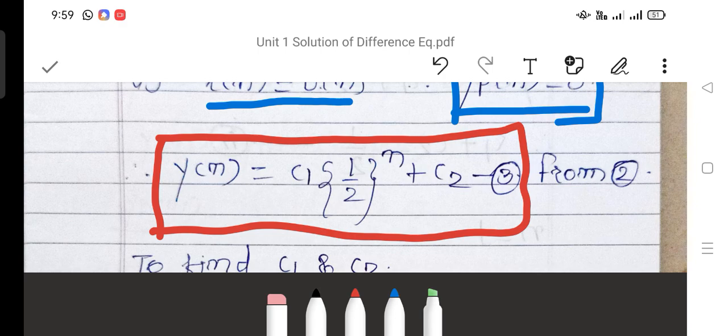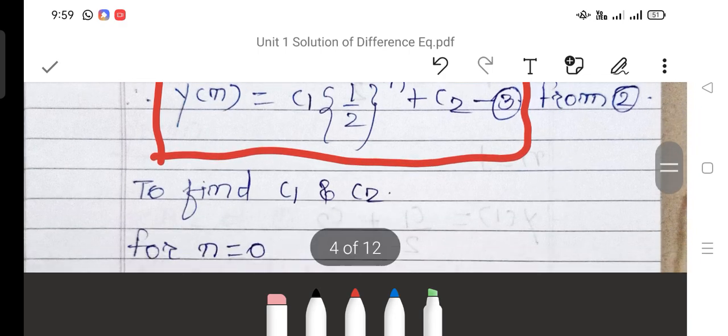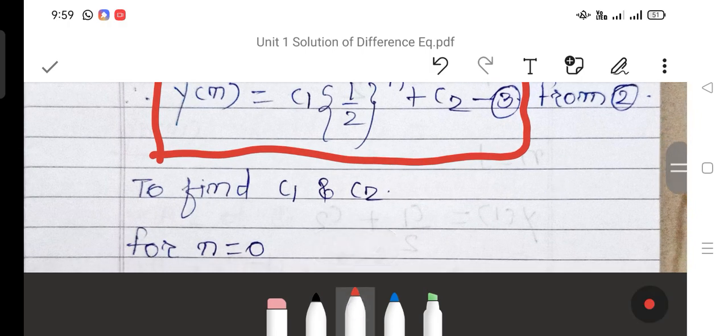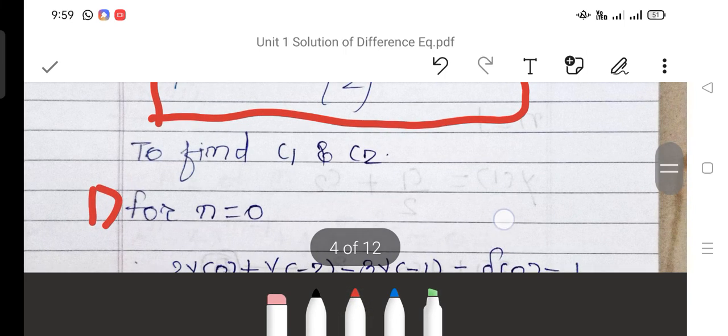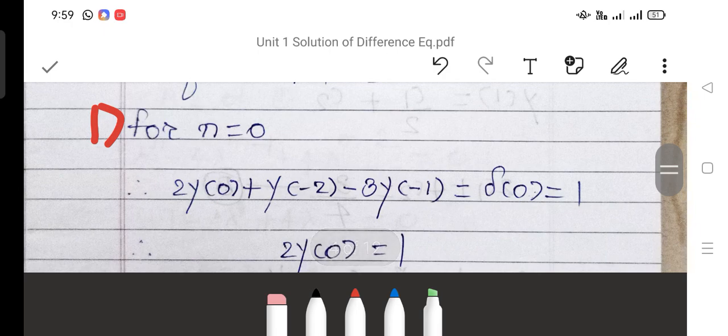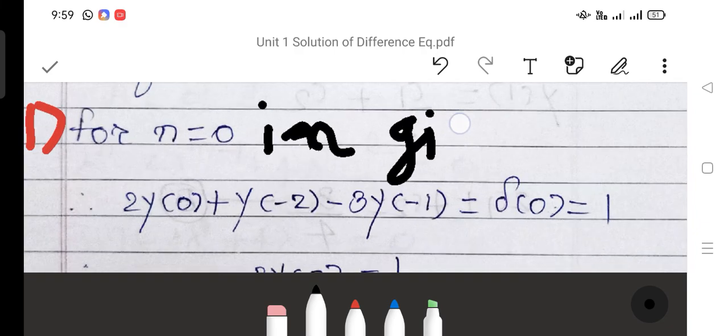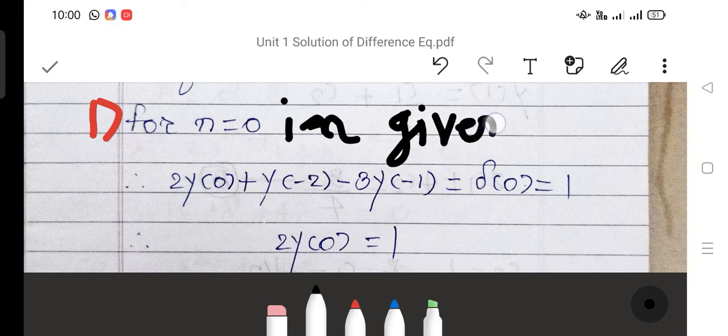So for this purpose we have to find C1 and C2. We will take our known quantities, that is for n equals 0. For n equals 0, we will put this in our given equation.